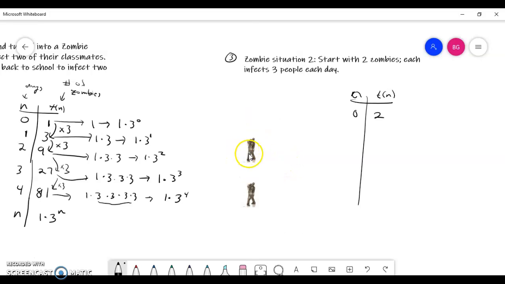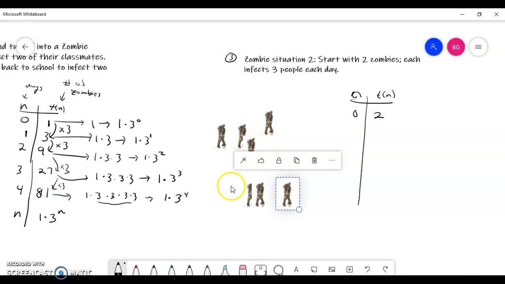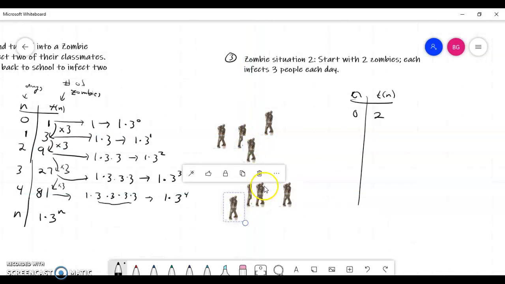This is going to be a little tough, so I have 1, 2, 3. I'm going to put 3 more. 1, 2, and 3. So there's our 3 zombies for each of these. Okay, so they're kind of overlapping, but he infected 1, 2, and 3. 1, 2, and 3. Okay, so think on day 1, how many zombies do we have? Well, we have 8 zombies.